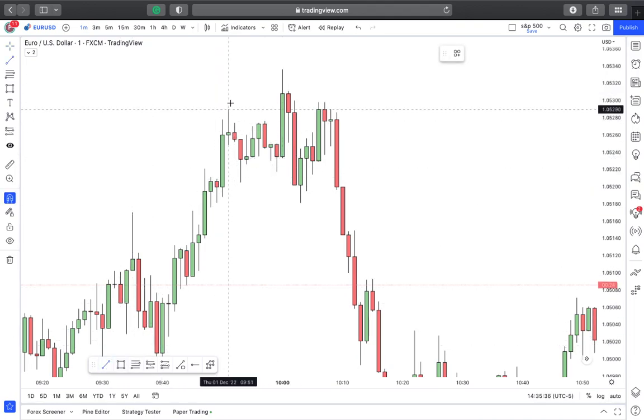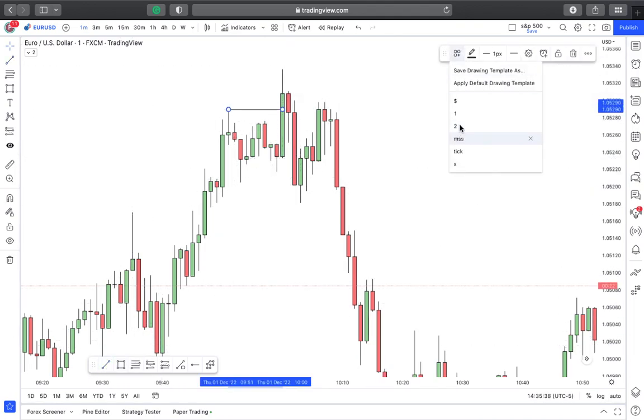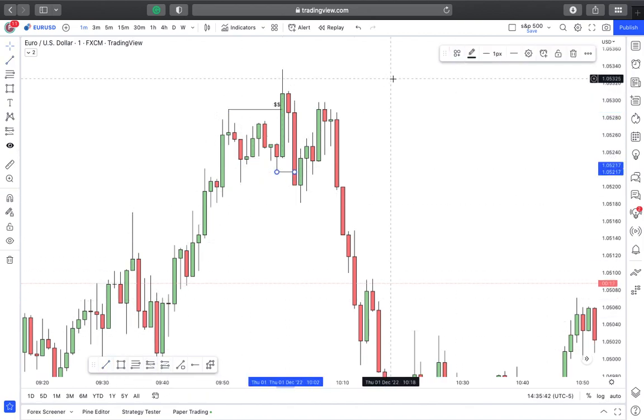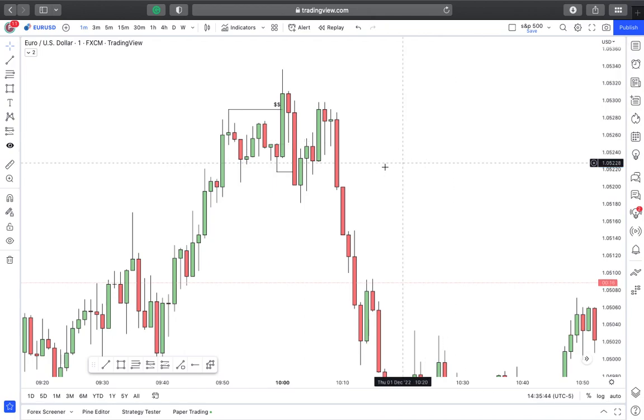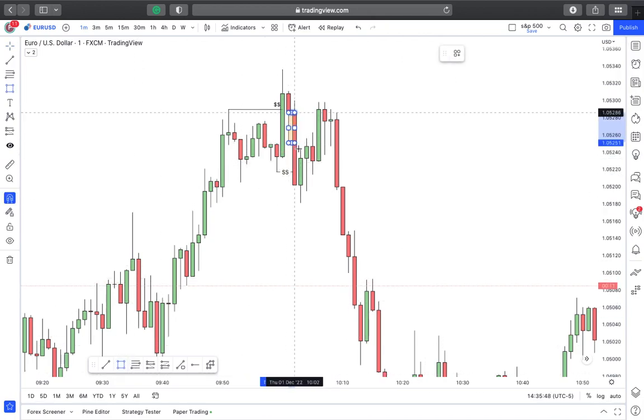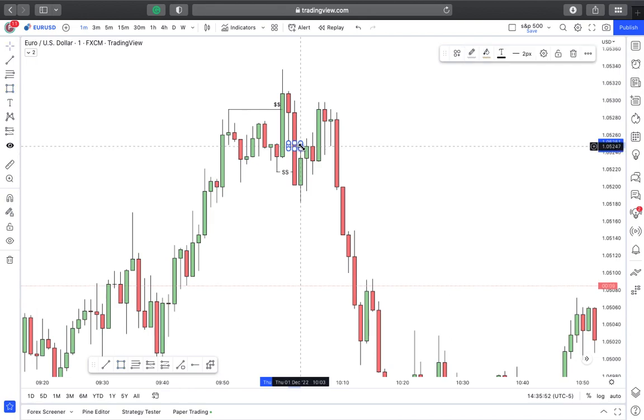Okay, so buy side swept. Okay, and we have the liquidity, we have the market structure shift. Okay, after this market structure shift, what do you want to wait for? We have to wait for the fair value gap.